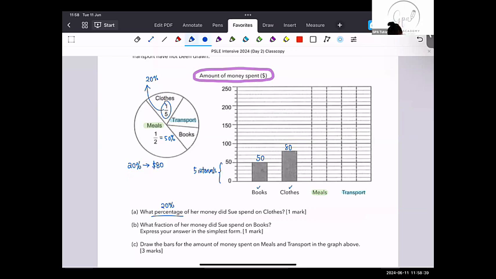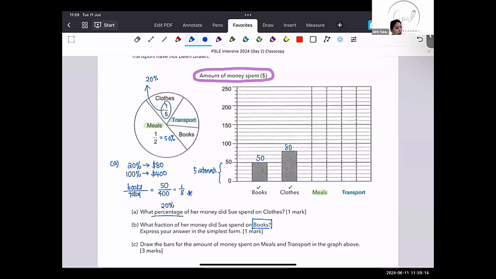What fraction of her money did she spend on books? Before you can find the fraction of money, you need to find out the total amount of money. So you can find 100%. This is A. So I will get $400. Then, what fraction of money did she spend on books? You will put books out of the total. Do we know the books? Yes, books is $50. Total is 400. So the answer is 1 out of 8.